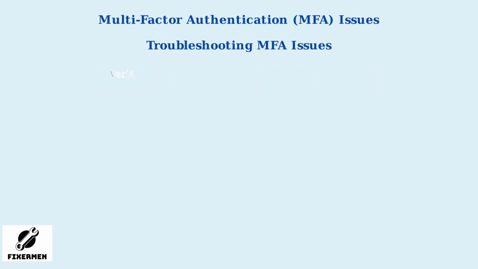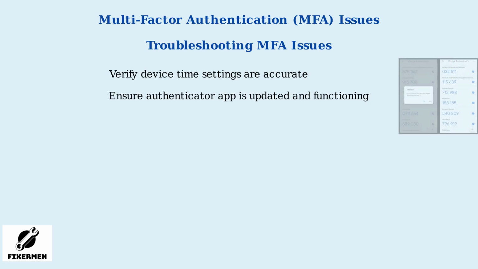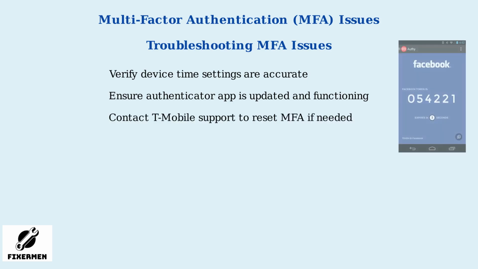To troubleshoot MFA issues, start by checking that your device's time is set correctly. MFA codes are time-sensitive and require accurate synchronization. Next, make sure your authenticator app is up to date and working properly. Common apps include Google Authenticator, Authy, and Microsoft Authenticator. If problems persist, contact T-Mobile support directly to reset your MFA settings. They can help restore access to your account.